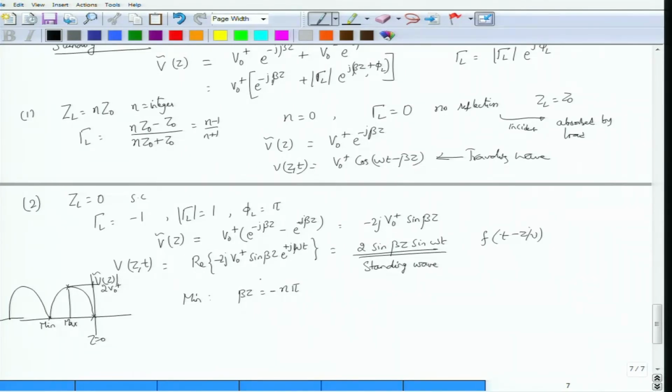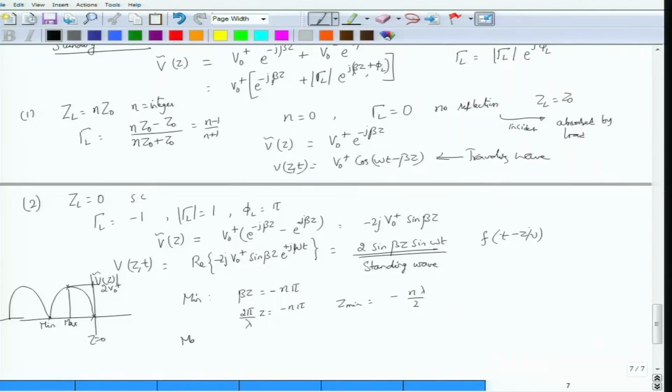You can better put this relationship in a slightly different way. This beta can be written in terms of wavelength as 2 pi by lambda, okay, times z will be equal to minus n pi, okay. And you can actually see where the minima are located. Minima are located at minus n lambda by 2. So, n equal to 0 being the fundamental position where the minima is. Thereafter, at every lambda by 2 there is a minima. Where will be the maxima?